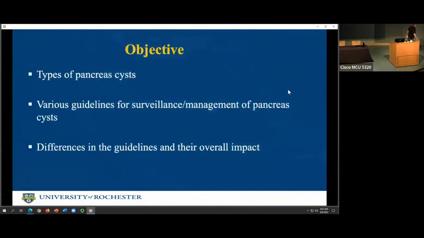I will be talking about the various types of pancreatic cysts, review the guidelines that are out there for the surveillance and management of pancreas cysts, and go over the differences in the various guidelines and their overall impact on what we do for our patients.